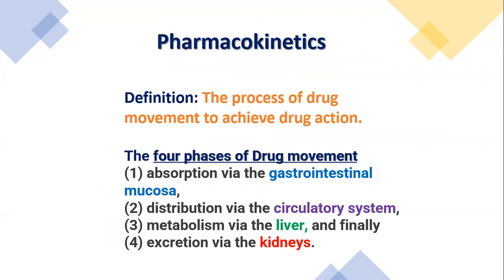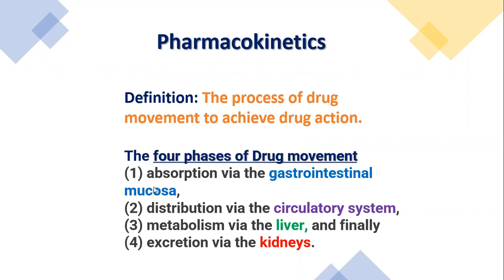Pharmacokinetics, as I told you, is how a drug moves, or what the body does to a drug. It is the process of drug movement to achieve the drug action. How can we achieve the drug action? By absorption, distribution, metabolism, and excretion. Four phases of drug movement.